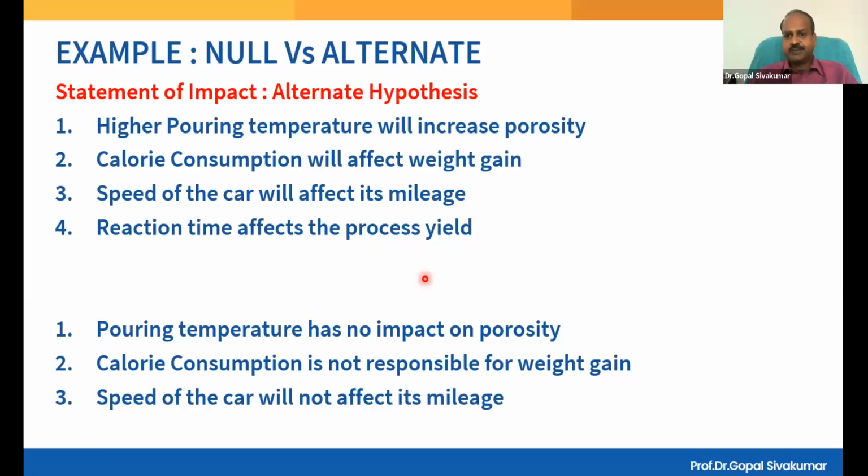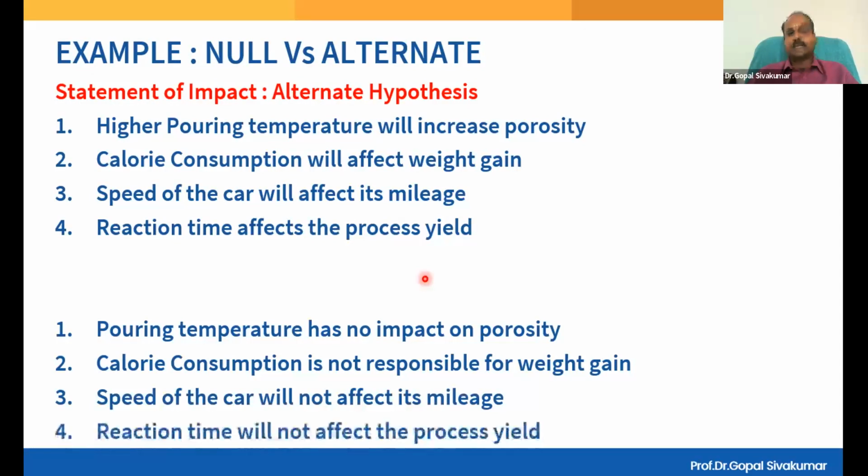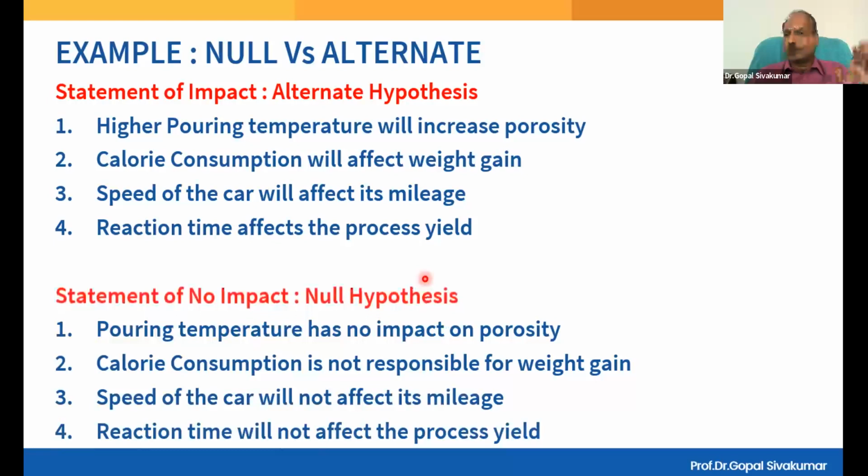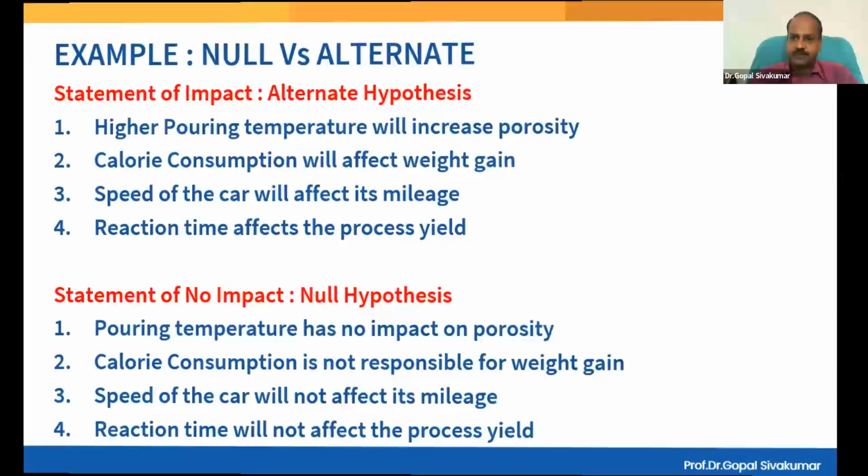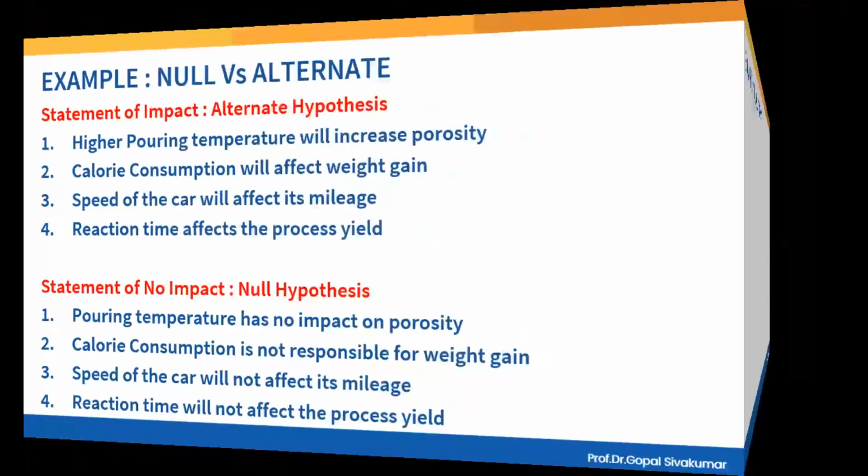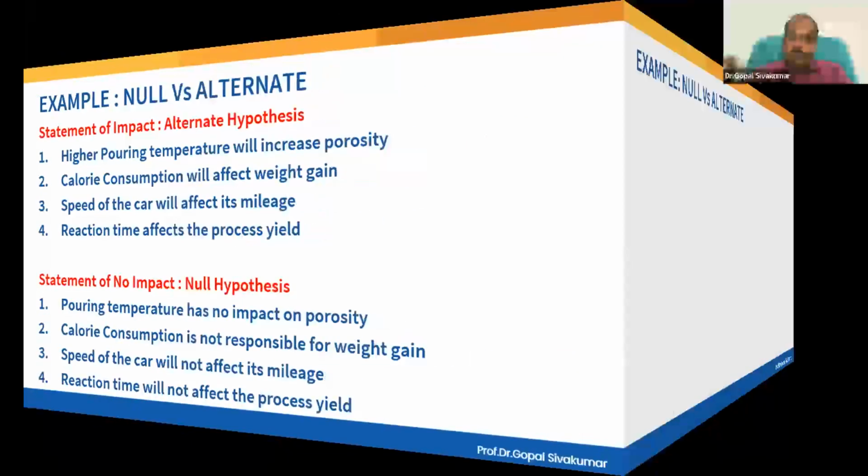Any doubt? So speed of the car will not affect the mileage. Reaction time will not affect the process yield. All these things are statements of no impact. So it is null hypothesis. All of you now understand the clear difference between null hypothesis and alternate hypothesis? Yes. Now, coming to your business scenario.